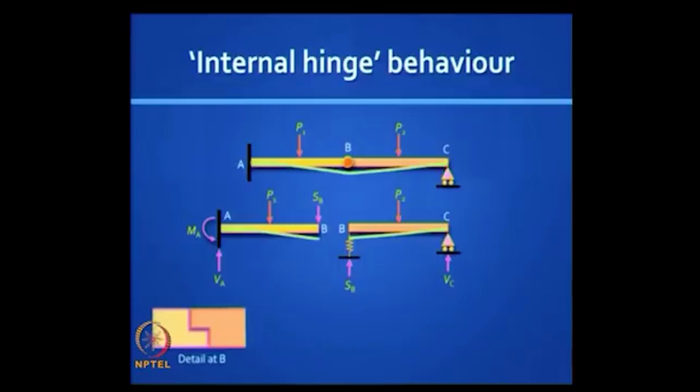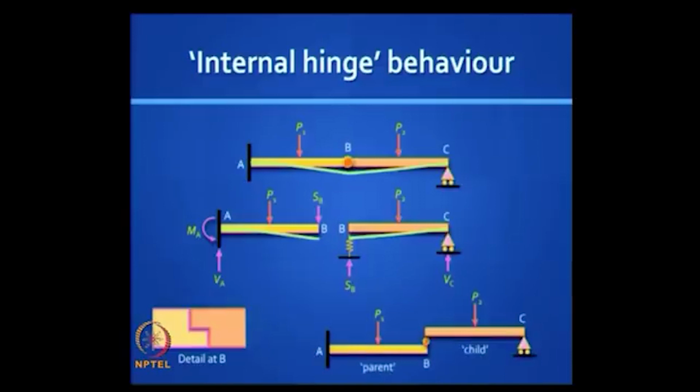And if you look at the practical construction, these are often used in bridges, you will find that it is an articulation like this, and there is a bearing provided, and clearly you can see from that detail at B that BC is sitting on AB at B and not vice versa. So another way to look at it is in this manner. Here it is very clear which is the child and which is the parent.